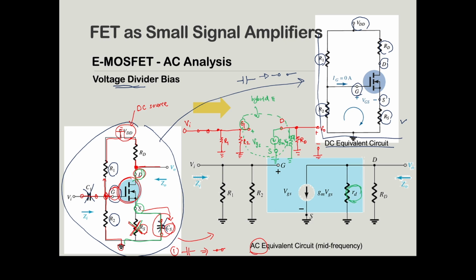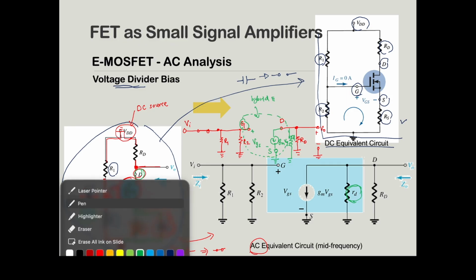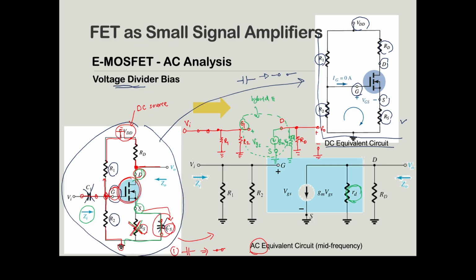But then don't forget to write where your input impedance and output impedance are. The input impedance is before R1 and R2, so before R1 and R2, you write the input impedance. And then the output impedance is after RD. Here is your output impedance.